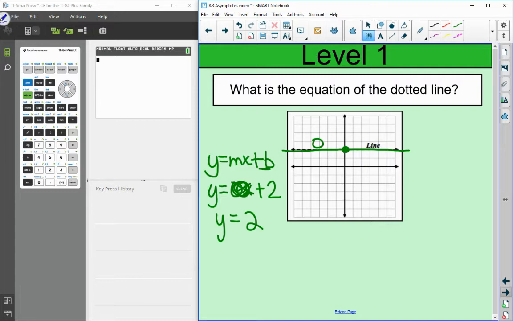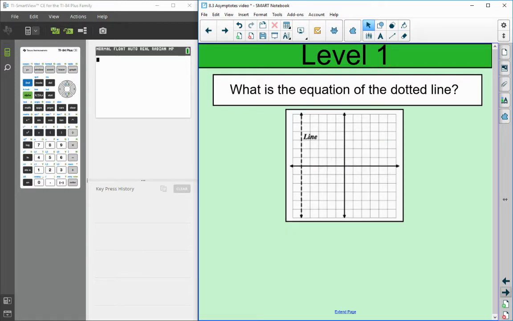Another way that you can write it, because we're big boys and big girls now, and I'm going to refer to it this way for the rest of it, is f of x equals 2. Remember that f of x is just the function notation, and it means the same thing as y.